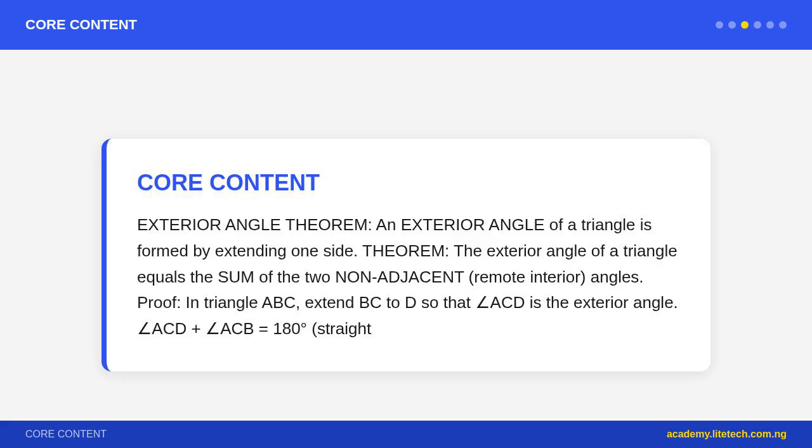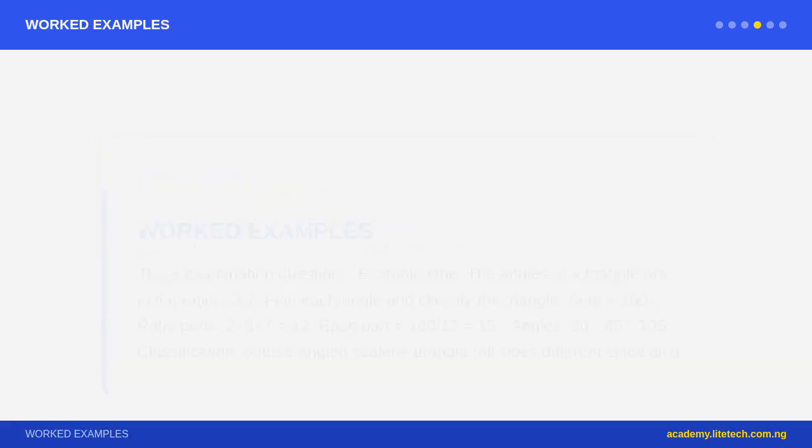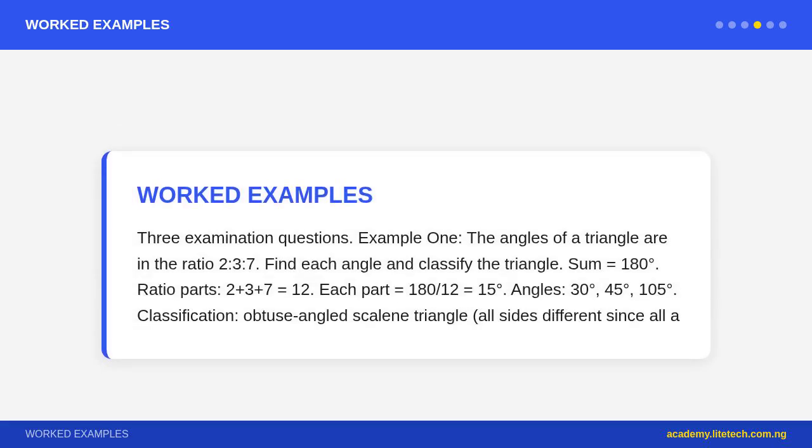Example 3. In isosceles triangle XYZ, XY equals XZ, and angle Y equals 3a plus 10 degrees. Angle X equals a plus 20 degrees. Find all angles. Since XY equals XZ, the base angles are angle Y and angle Z. So angle Y equals angle Z.